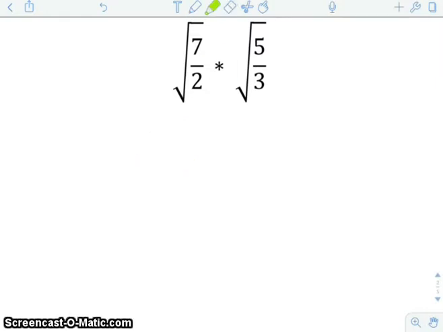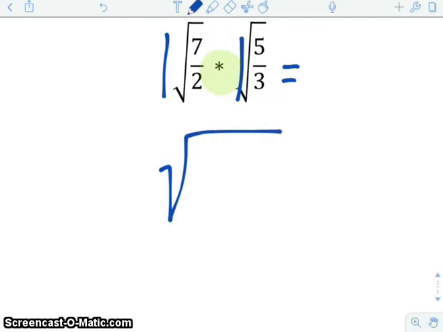However, I realize they're asking for another operation. They're asking me to multiply. So I multiply radicand times radicand, coefficient times coefficient. These really have coefficients of 1. So when I multiply fractions, I multiply numerator times numerator. So 7 times 5 gives me 35, and I multiply denominator by denominator. 2 times 3 is going to leave me with 6.